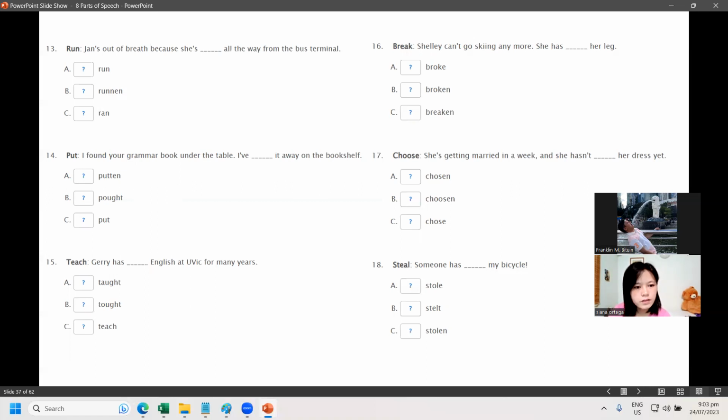I found your grandmother's books under the table. I put it away on the bookshelves. "Put," letter C. Okay, good. That's correct. Next. Cherry has taught? Thought. Letter B? Letter A, sir. Okay, very good. That's the correct spelling, "thought." Yes, letter A. All right, number 16.